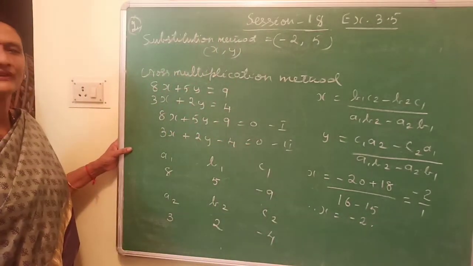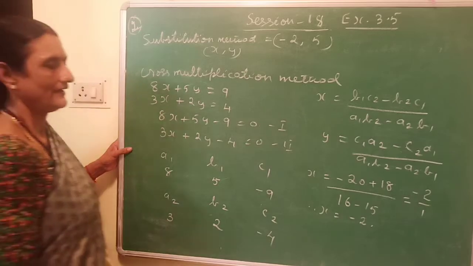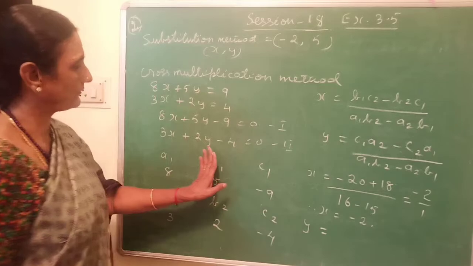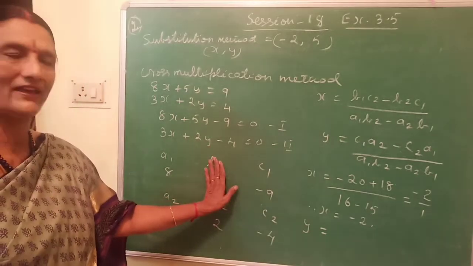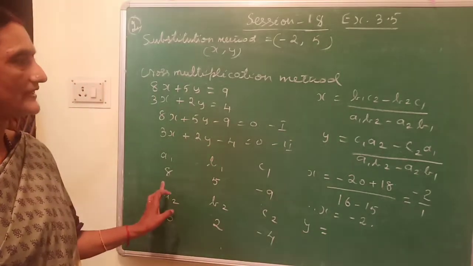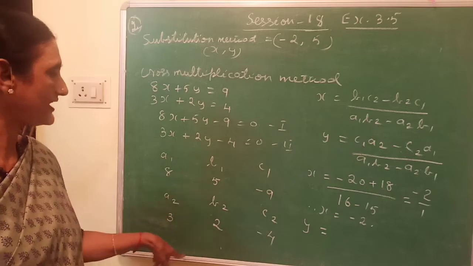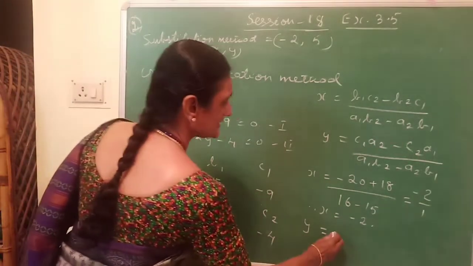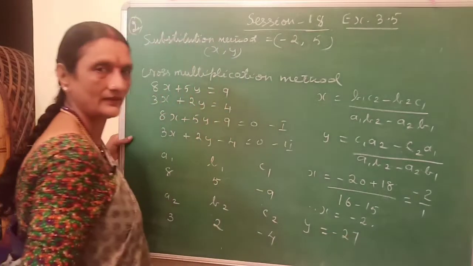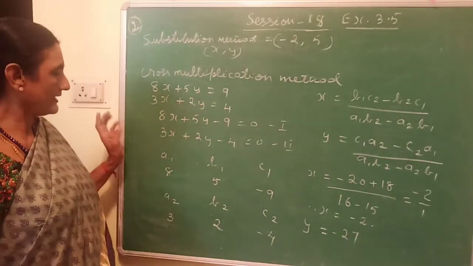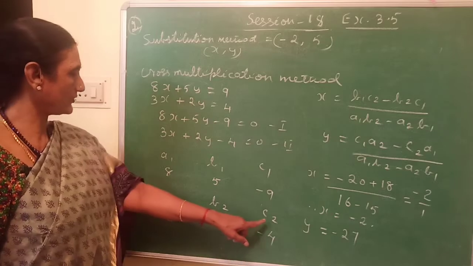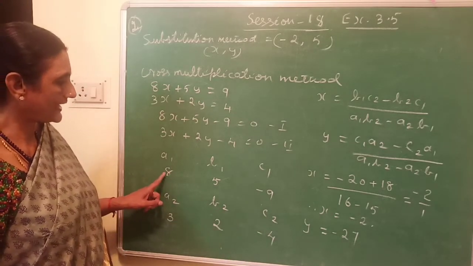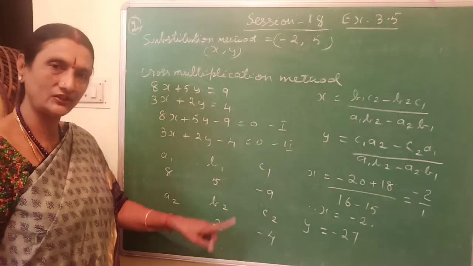Still it's not over. We have to find the value of y. Now tell me what is y equal to. When we are saying y, you need not see the middle values at all. So first thing is C1 A2. C1 here, A2. 3 9s are minus 27. Right? And then C2 A1. C2 is here. A1 is here. So what do we get? 8 4s are minus 32.